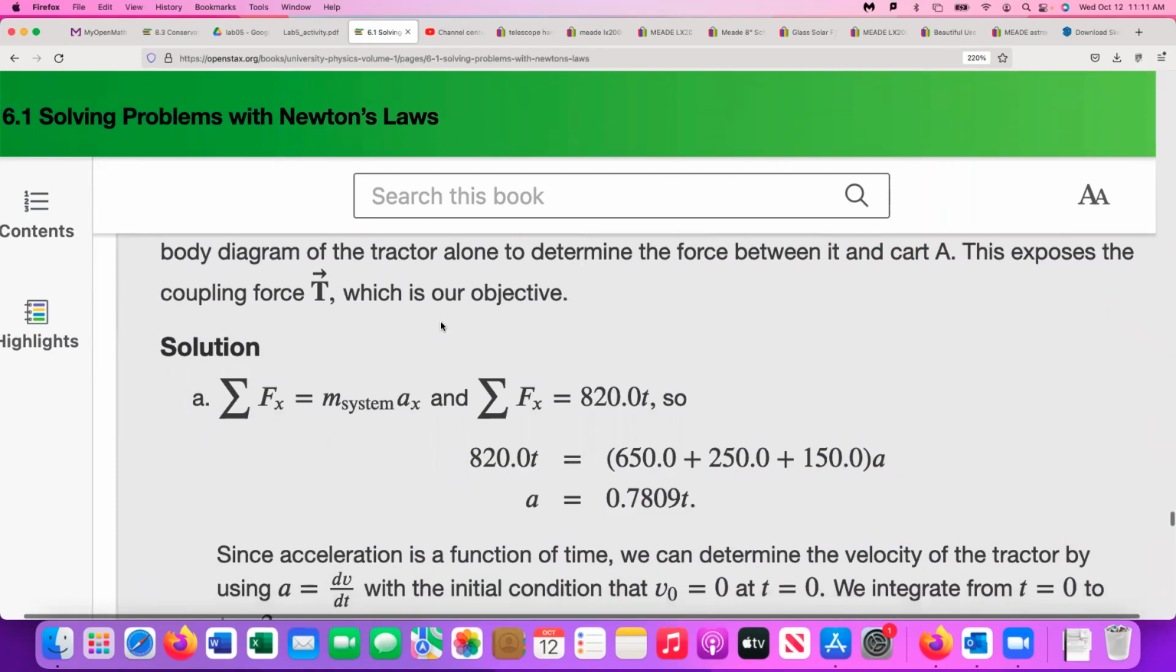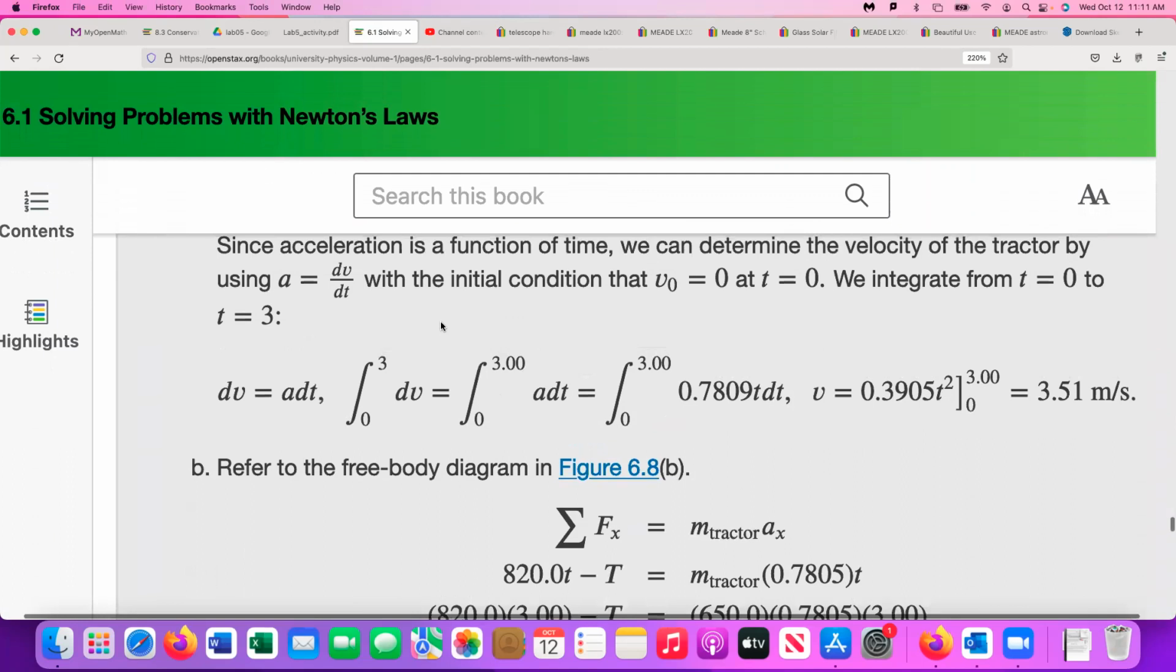some calculus involved, because they gave us the acceleration as a function of time, and we had to come up with a formula for the velocity. So the acceleration, of course, is the derivative of the velocity. So the velocity is the integral of the acceleration, right? So they did that. They worked through that.